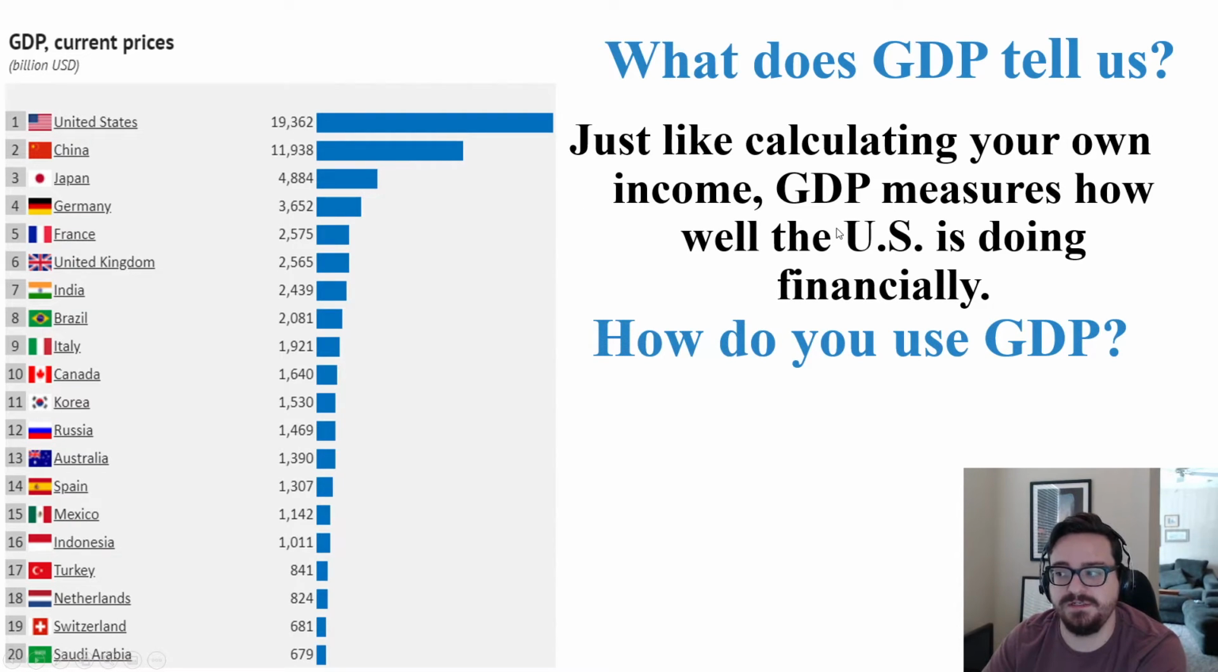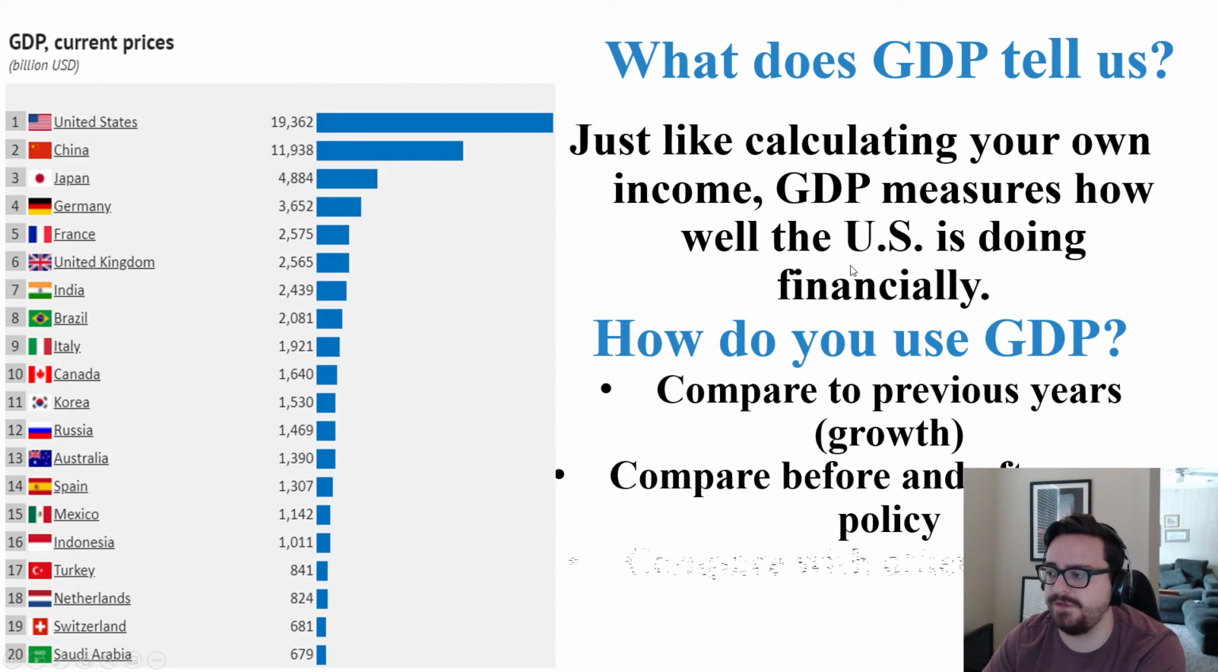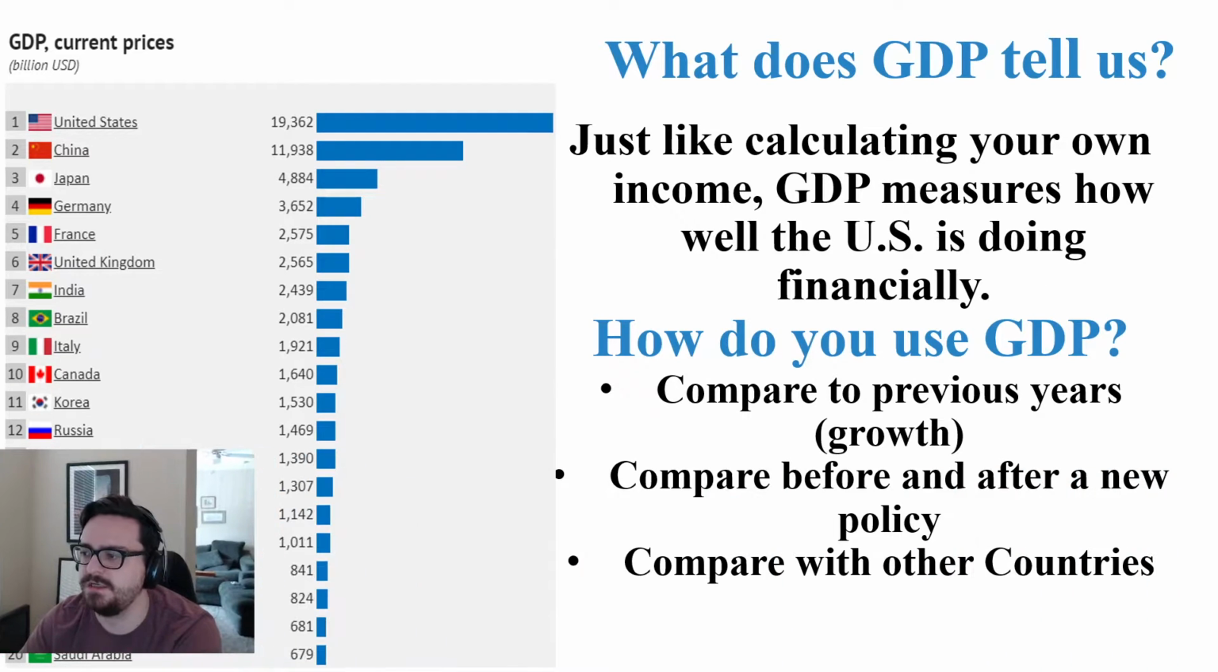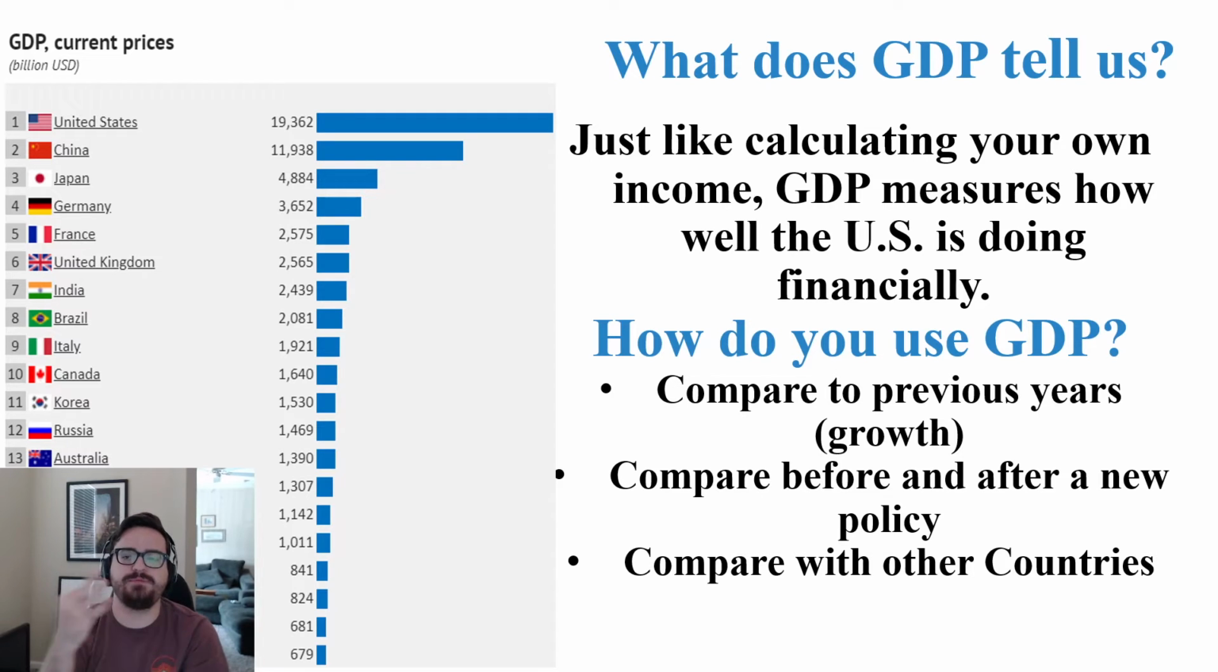Doesn't mean it's not useful, though. GDP can be used for a few things. So I'm going to move my camera out of the way so you guys can see it. There are 3 big comparison points for GDP that are useful. One is to check for growth. That's the primary purpose of GDP, to see if our economy is doing better or worse than before. The second is to compare before and after a new policy. Say the government lowers taxes. Okay, well, what happened to our GDP after they did that?